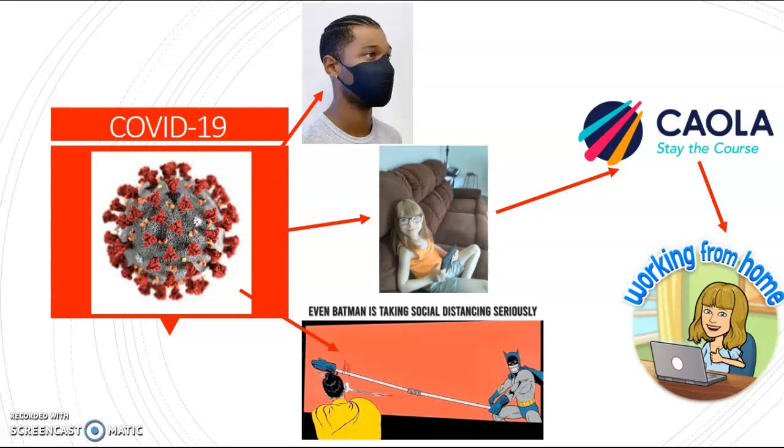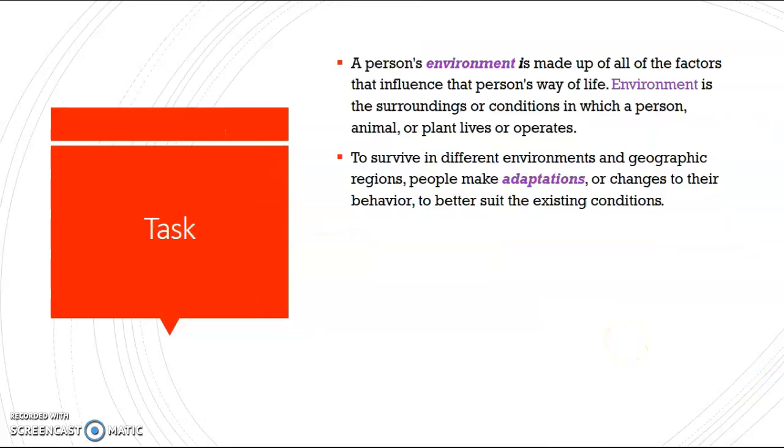So that's an example of how we look at a cause and the different kinds of effects that occur because of it. So your task is not really about COVID-19, obviously, but it's about environment. So you need to consider first what environment is, and then how do we adapt to our environment? And so those terms are really important.